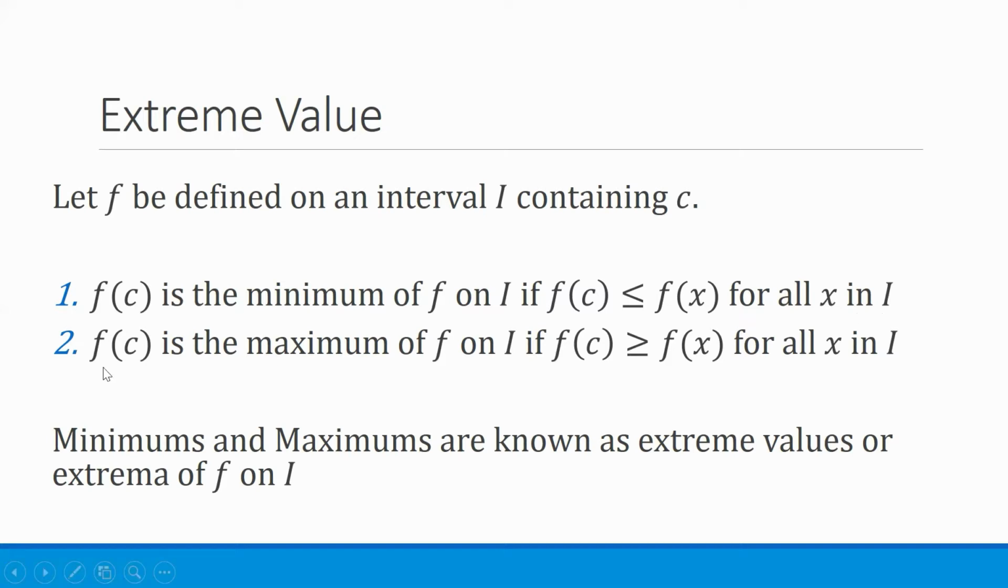We say that f of c is a maximum on the interval if f of c is bigger than or equal to f of x for all x in I. And the minimums and the maximums are known as extreme values. We can also say that minimums and maximums are called extrema of f on our interval I.